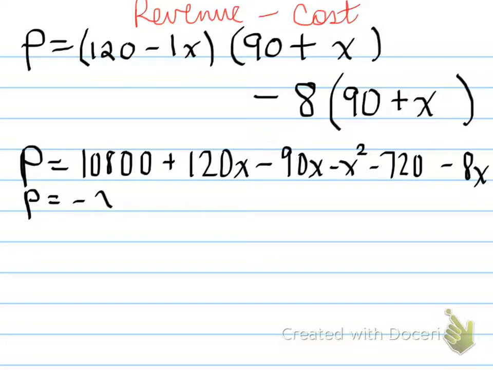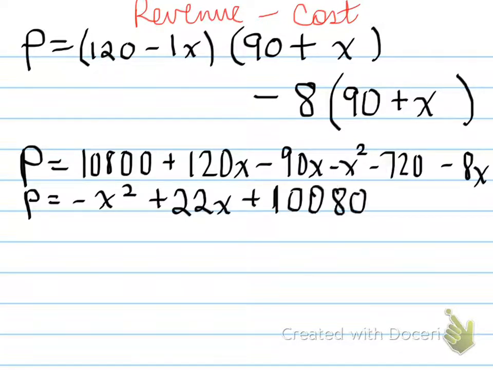Collect like terms. So we have minus x squared plus 22x plus 10,080. Next step we want is maximize the profit. What does maximize mean? Yes, that's right, folks. We're going to complete the square. So let's complete the square and find the vertex.